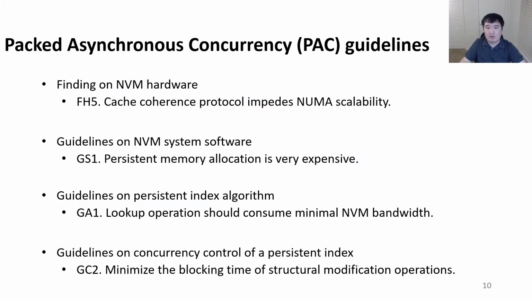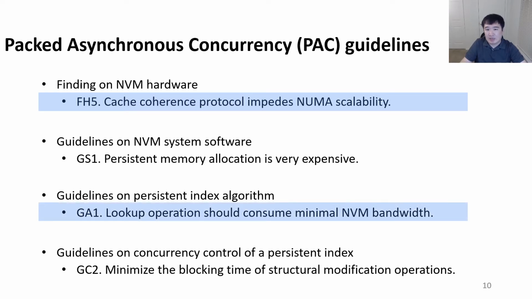Due to the time constraint, I will introduce 2 guidelines for saving NVM bandwidth today. Let me first explain how the cache coherence protocol impedes NUMA scalability, and then I'll explain algorithmic considerations for saving bandwidth in the design of persistent indexes.